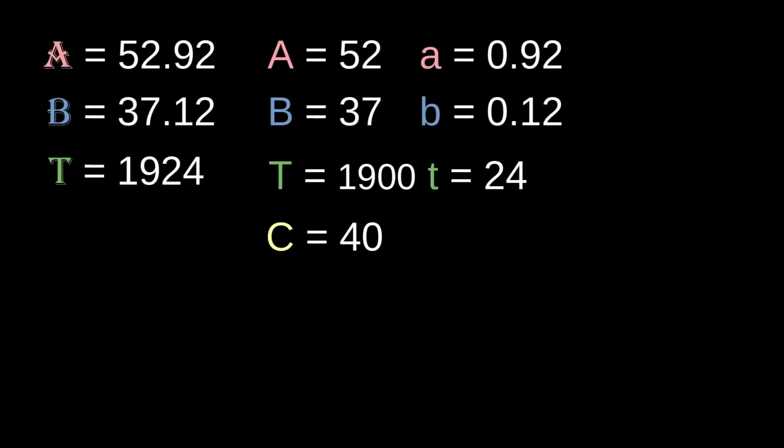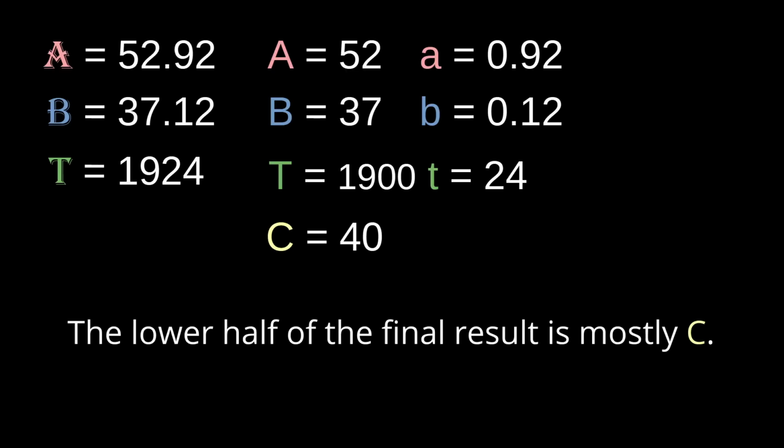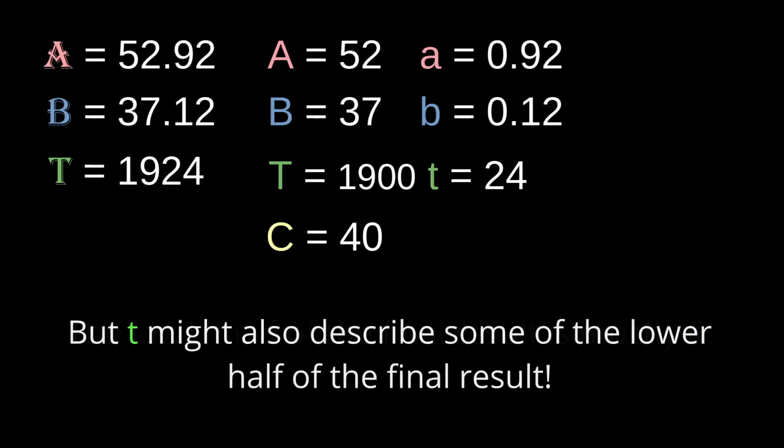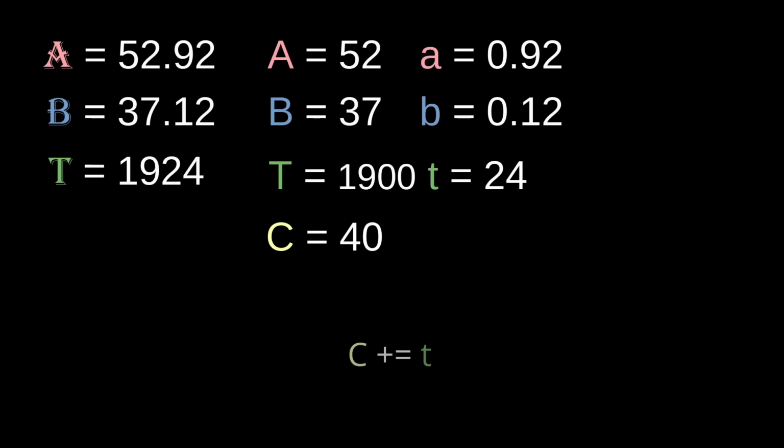Okay, so we've got C, which is largely the lower half of our result, but we've also got the lower half of T, which might add something to that. So onto C, we can add the lower half of T. So we'll end up with C plus equals T, which will give us 40, which is the value of C. 40 plus 24 equals 64.